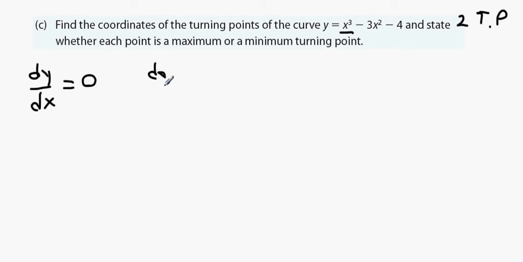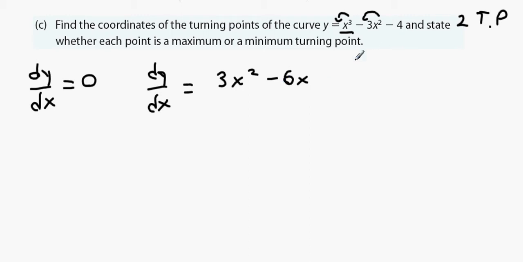Dy dx ends up to be 3x squared. Bring the 3 to the front, take 1 away from the power. Likewise, bring the 2 to the front, take 1 away from the power, which is minus 6x to the 1, or basically just 6x. Okay? The 4 is a regular number. When regular numbers are differentiated, they disappear.